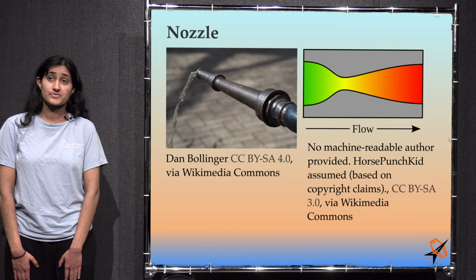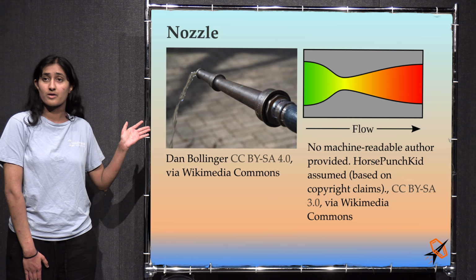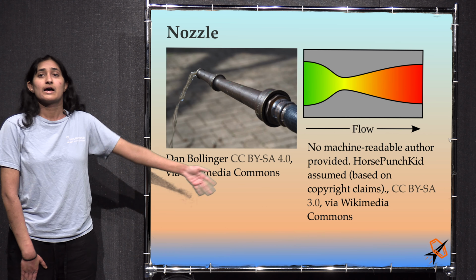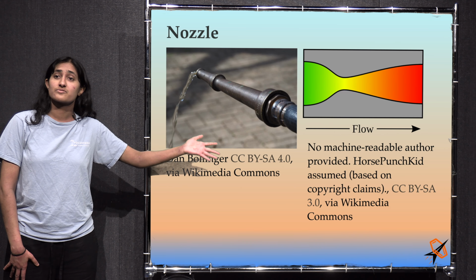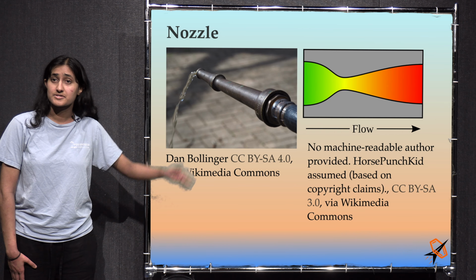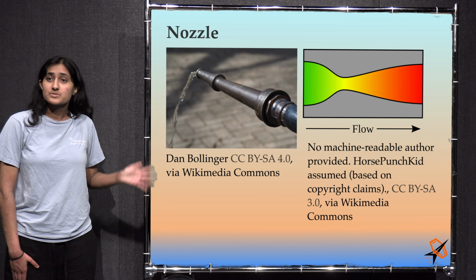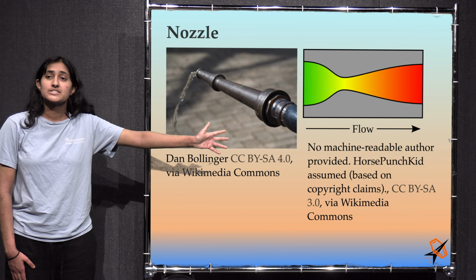Our next device is a nozzle. On the left, you see a typical brass water nozzle, like you'll find at the end of a garden hose. And on the right, you see a de Laval nozzle, or the sort of nozzle you'll find on a rocket engine or a jet engine. The first one is a converging nozzle, and the second one is a converging diverging nozzle.